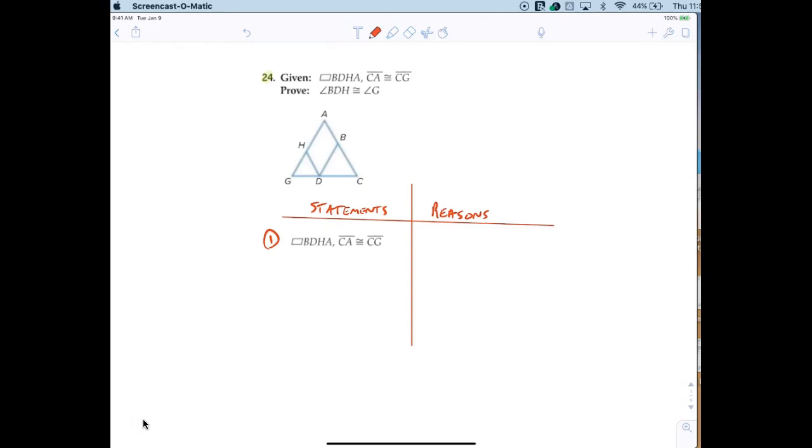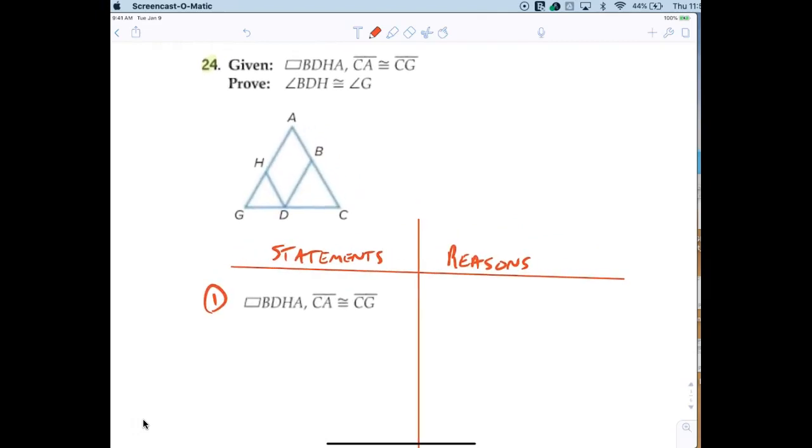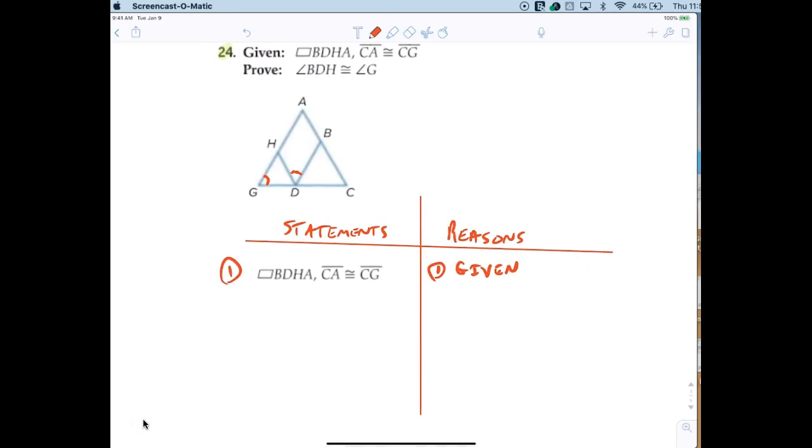So we are trying to prove that angle BDH. So let's find BDH. We're trying to find this angle right here. And we want that congruent to angle what? We want that congruent to angle G somehow. Now, number one here, we'll just start out with given. All right. Now, again, it's also telling me that CA, this length right here, CA is congruent to what? CG. All right. So now that we know that, I think not that tricky.